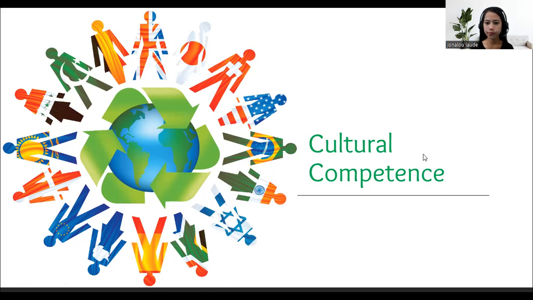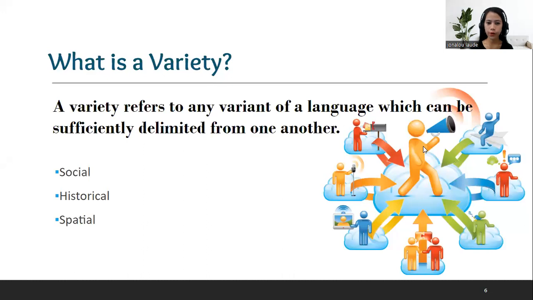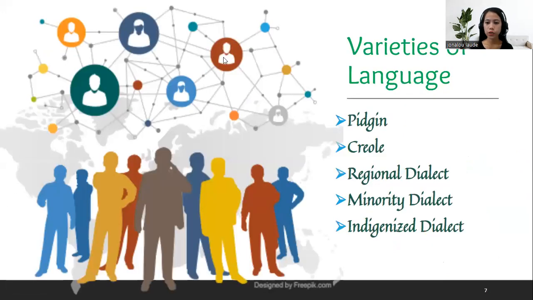Alright? Next is variety. So variety, from the word itself, when we talk about variety, it means different, in terms of social, historical, as well as spatial. Then we actually have varieties of languages. Now we have the Pidgin, the Creole, the regional dialect, the minority dialect, and then the indigenized dialect.